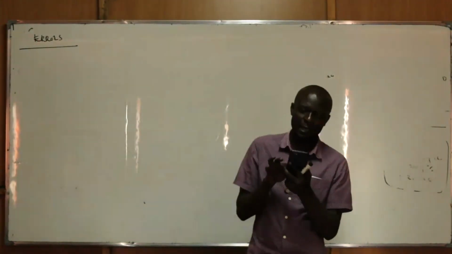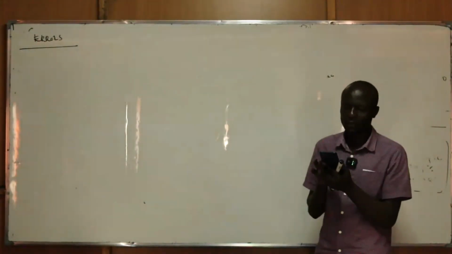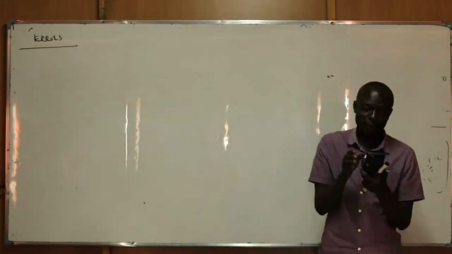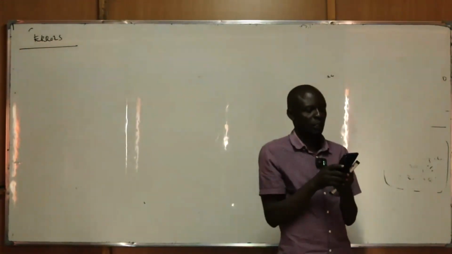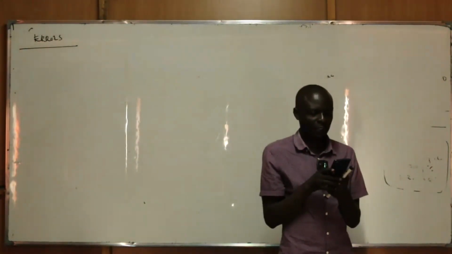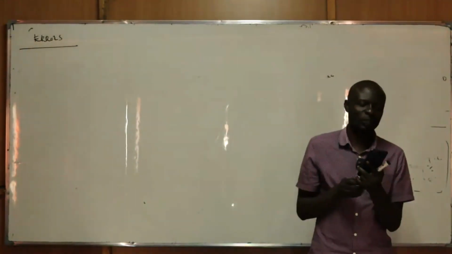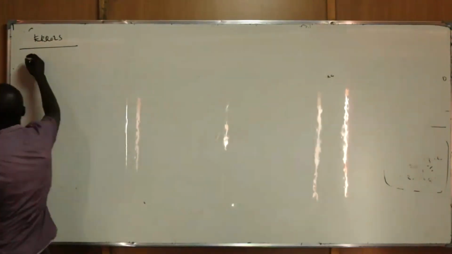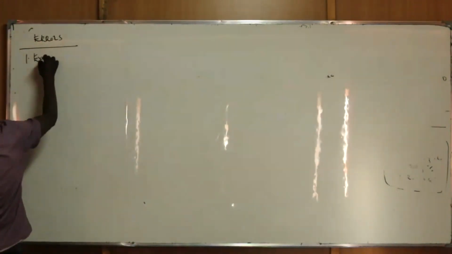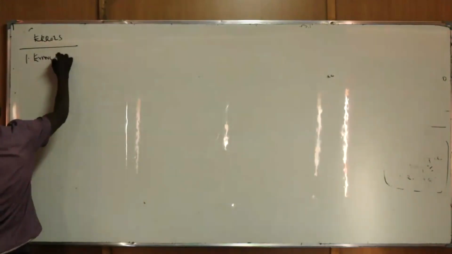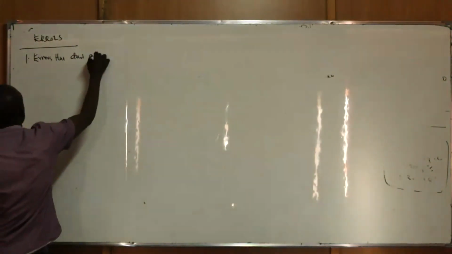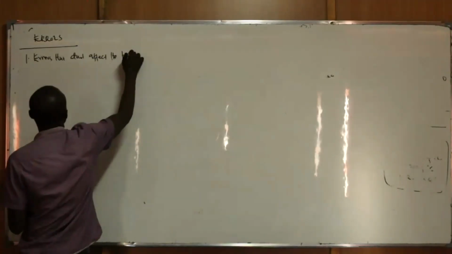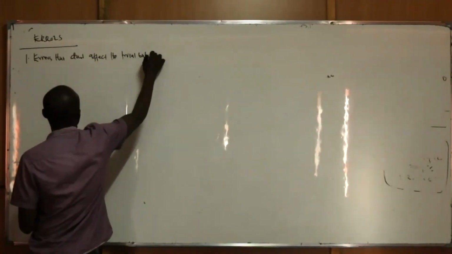So we have an error. There are two types of errors that occur in accounts. When you're preparing accounts, sometimes you're bound to make errors and mistakes. These errors are of two kinds. We have those errors that don't affect the trial balance. So the first category of errors are errors that don't affect the trial balance.